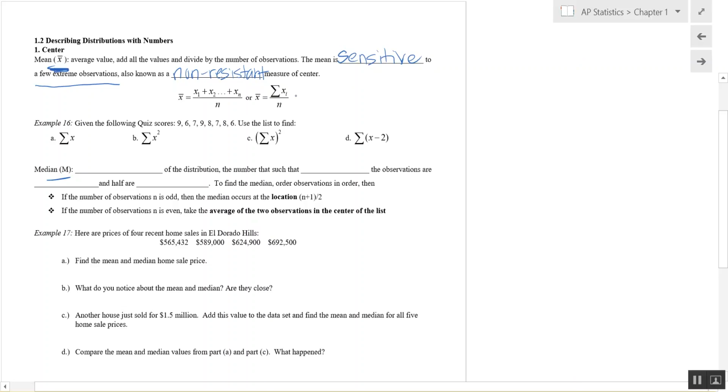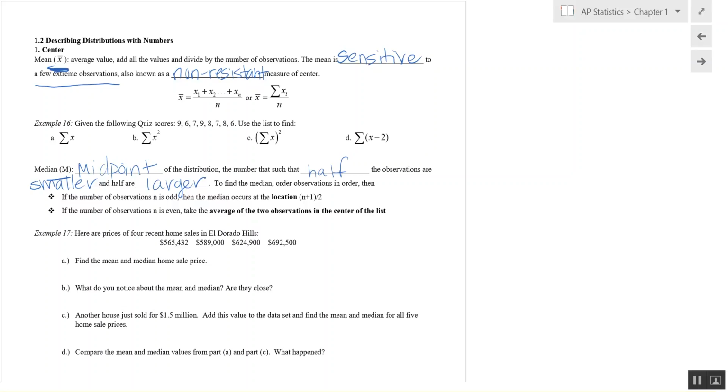Example 16, we're going to skip for right now because I want to show you how to do that in the list in the calculator to get you used to that. So we're going to skip that and jump down to the median. The median is the midpoint of the distribution. It's the number such that half the observations are smaller and half are larger. It's the number right in the middle when you order them.